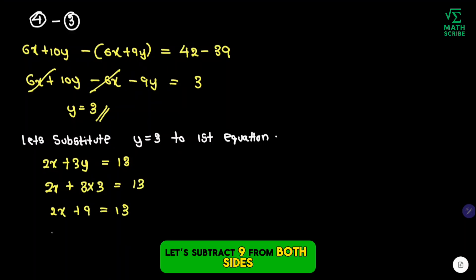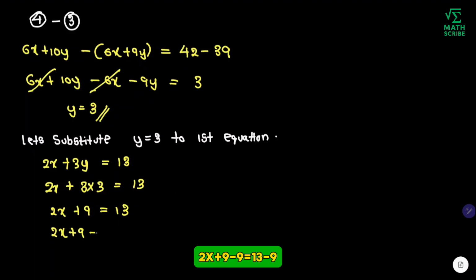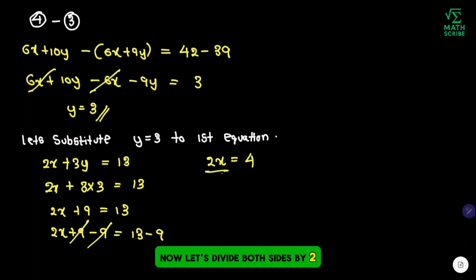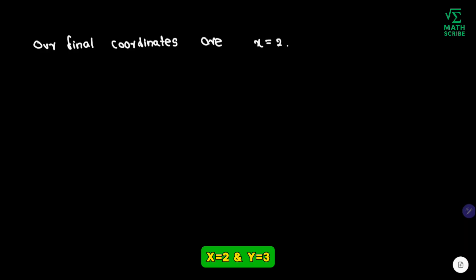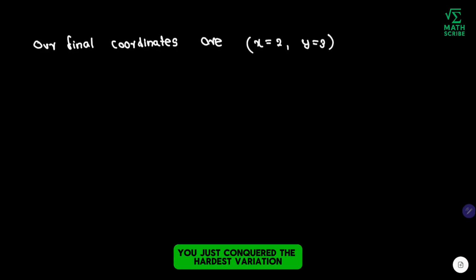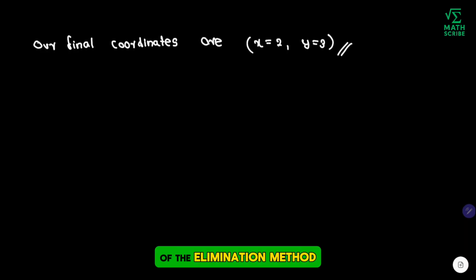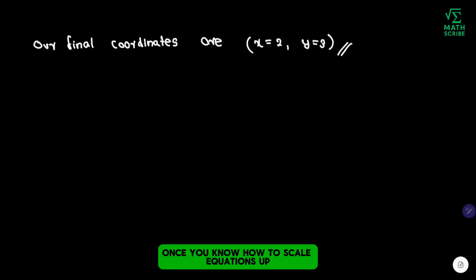Let's subtract 9 from both sides. 2x plus 9 minus 9 equals 13 minus 9. 2x equals 4. Now, let's divide both sides by 2. X equals 2. And we cross the final line. Our final coordinates are x equals 2 and y equals 3. You just conquered the hardest variation of the elimination method. Once you know how to scale equations up, there's absolutely no system you can't solve.